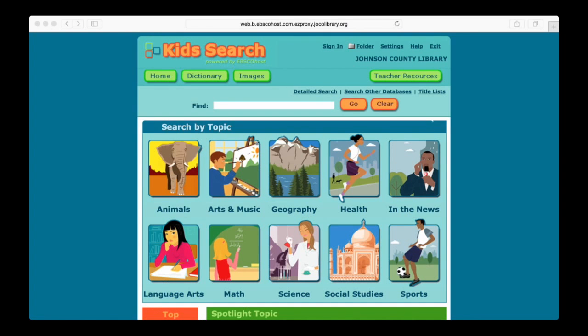Our next source is KidSearch, and this is actually going to go away pretty soon, but it's a good source to use while you can. In this, you can either search for your topic or you can browse by choosing one of the icons below. And you can find all sorts of really good information on here.